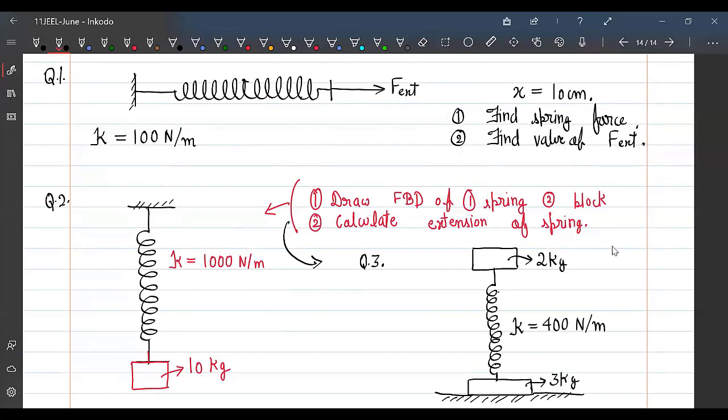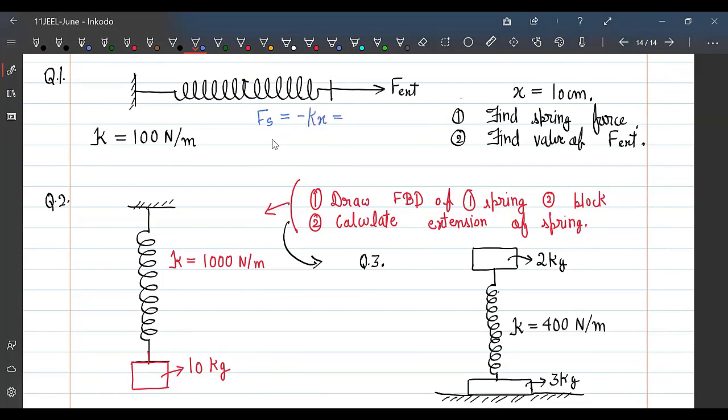The second and third, you have to draw the free body diagram and then calculate the extension. और दूसरे वाले में compression होगा, find the compression. तीनों का FBD बनाना है. See, अगर सिर्फ magnitude की बात करें तो Fs is equal to minus kx लिख सकते हैं.